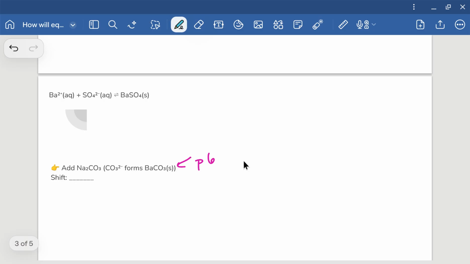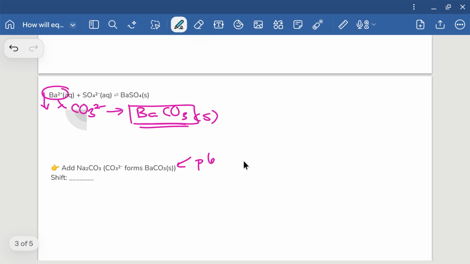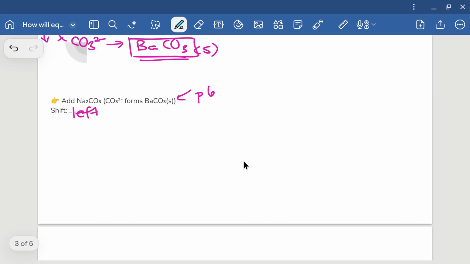So this one tells us that barium, when it gets to be with our carbonate ion, is going to form barium carbonate, which we have here, and that is a solid. So if that's what it's making, it is going to remove it from the system because it needs to be used up to make this compound. And when it is used up, we want to shift to replace it. So once again, you are going to shift to the left.